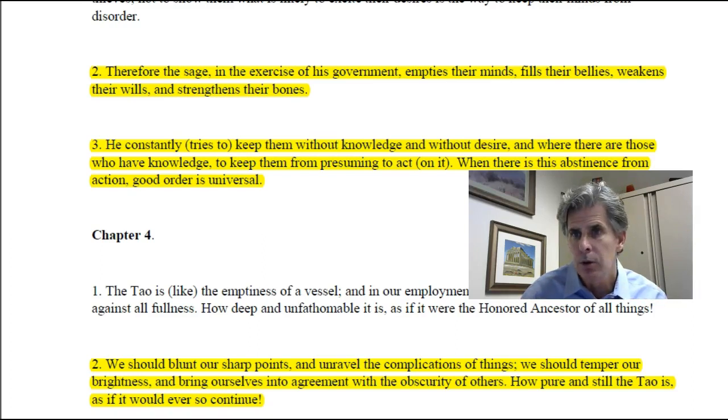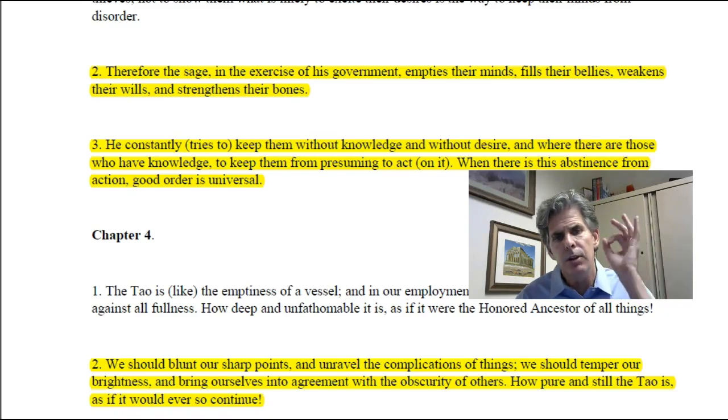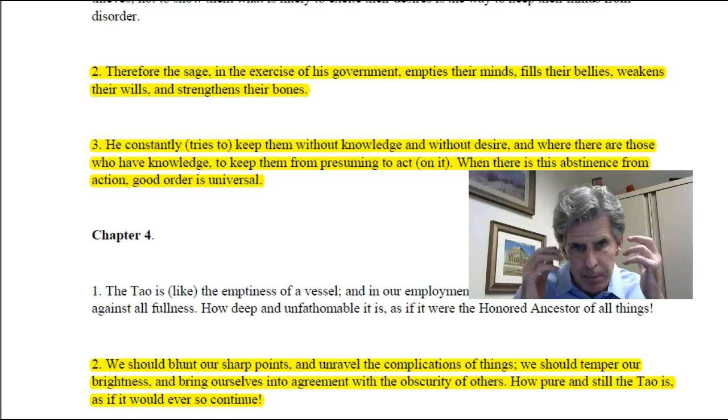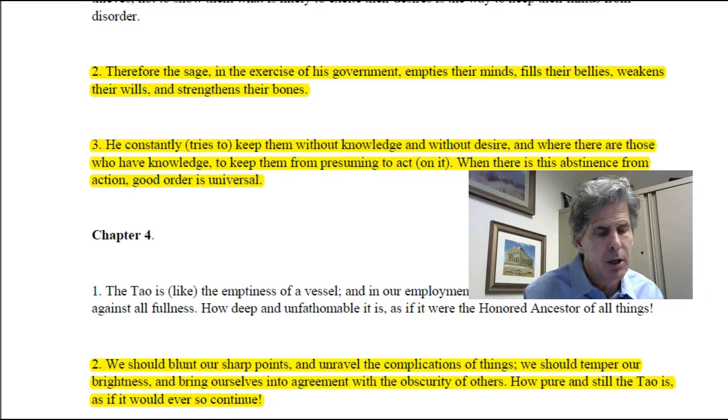Okay? So now watch what he does. This is in chapter 3, and I'm just going to get through chapter 4. Maybe I'll step into 5. Maybe. Therefore the sage, in the exercise of government, empties the minds, fills their bellies, weakens their wills, and strengthens their bones. That is a really weird line, and that's why I'm pointing that one out to you. This one causes trouble for me. I'm moving this line that's troublesome for me right in the front.